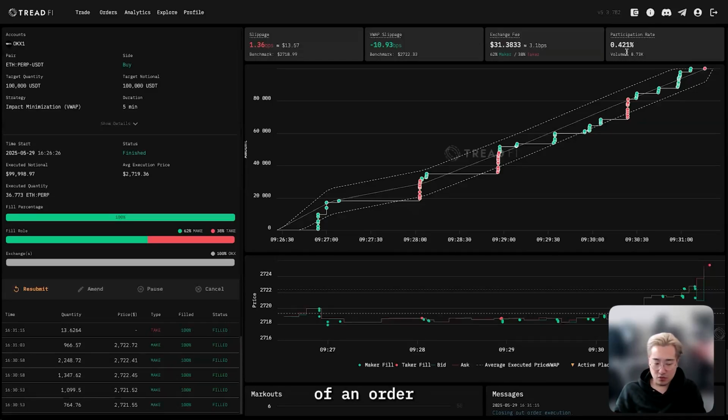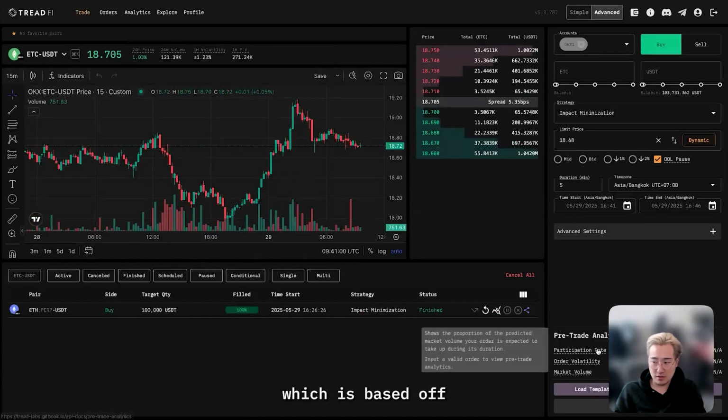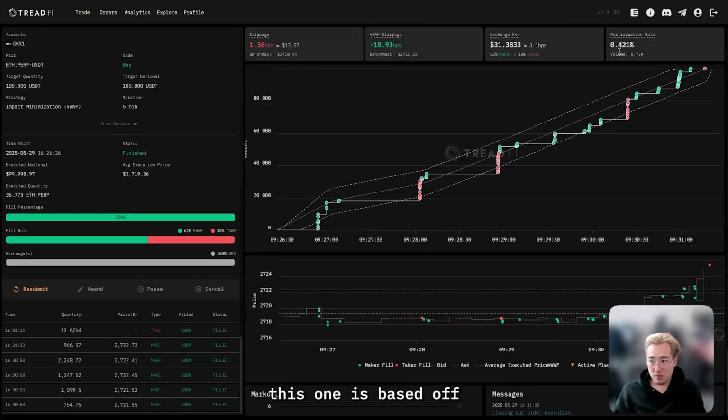Oftentimes, the difficulty of an order is measured by how much volume you're doing relative to the rest of the market. Unlike the number we saw in the pre-trade analytics, which is based off the predicted volume, this one is based off realized volume. While we were trading the order for 5 minutes, there was about 8.7K of ETH perp traded on OKX, and we pretty much made up 100K USDT of that. And so we ended up being 0.5% of the market.